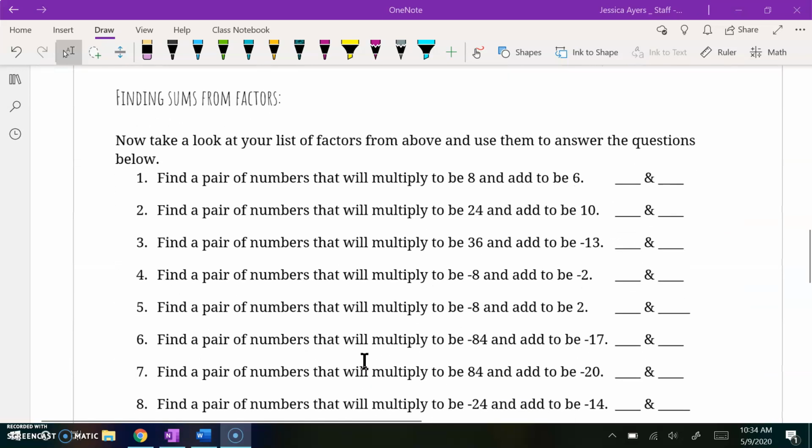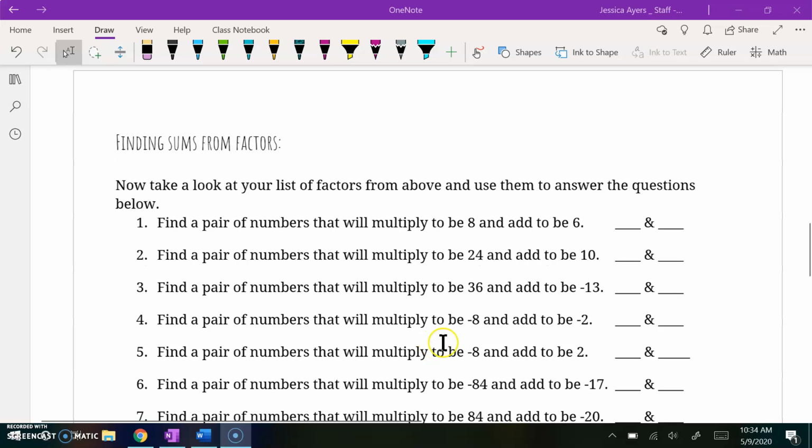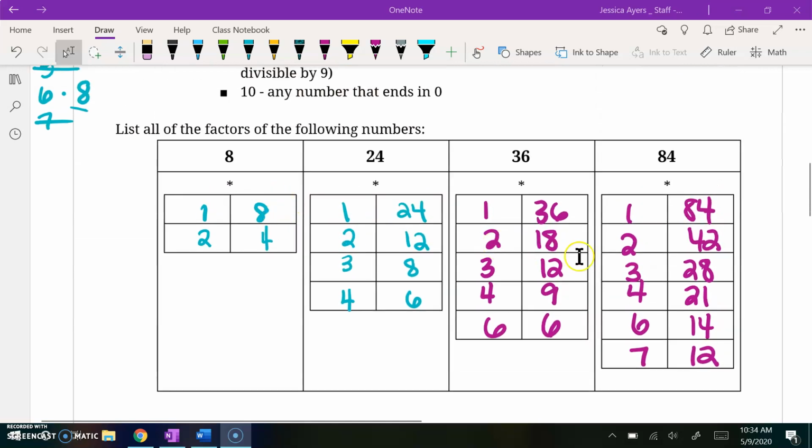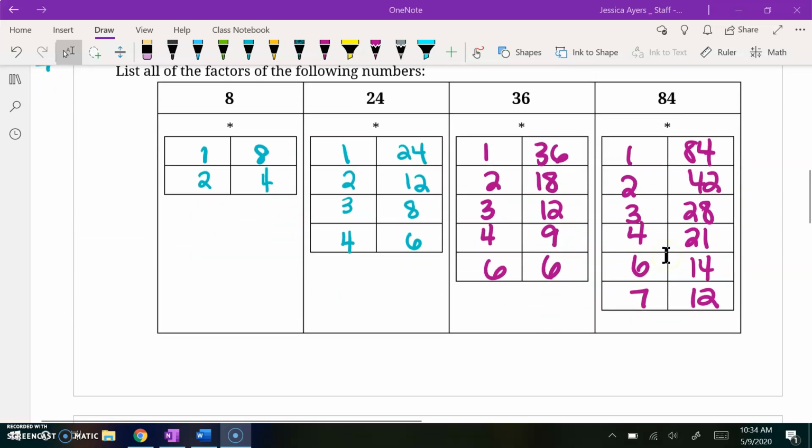All right, so later in this unit, you're going to need to find numbers that will multiply to be a specific number and then add or subtract to be another number. So we're going to do some practice with that here. If you notice, we are multiplying to be 8, 24, 36, and 84, which were all our tables up here. So you can use that to help you.